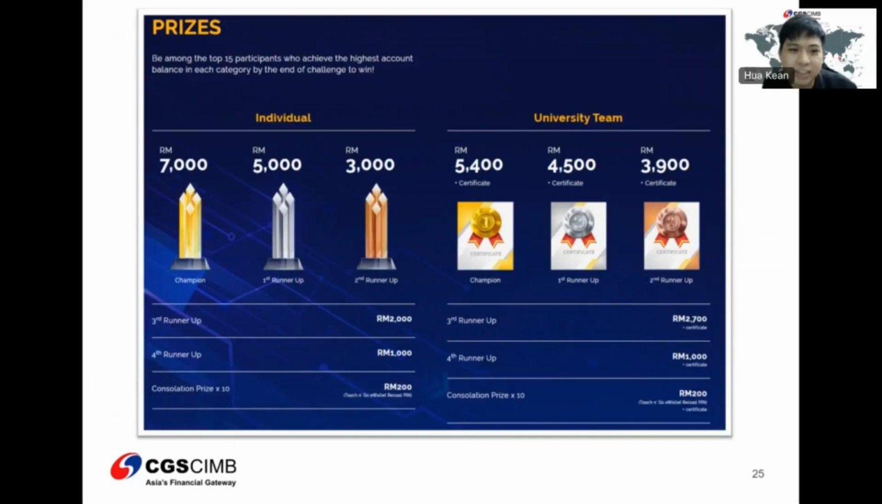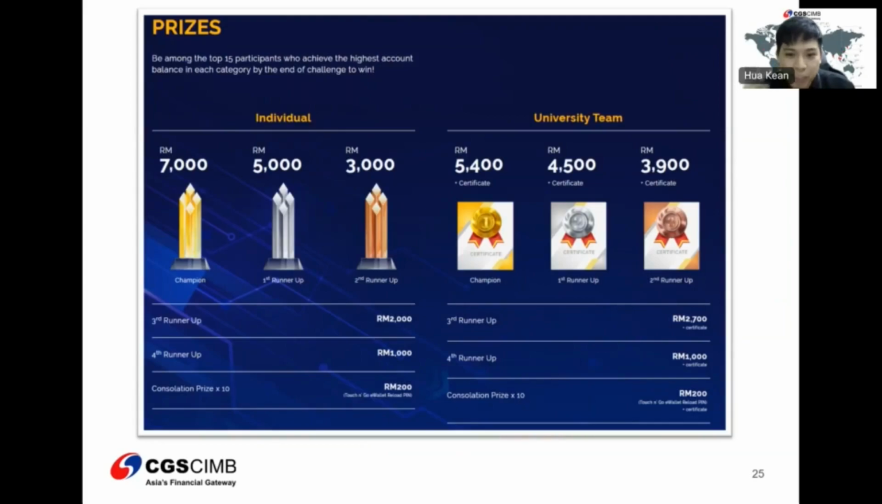Okay, prizes. I think everyone wants to know this. This is the most exciting part, right? For individual, the highest is 7,000, then 5,300, 3,000, and so on and so forth. For university team, the first will be 5,004, then 4,005, and 3,009, and so on.